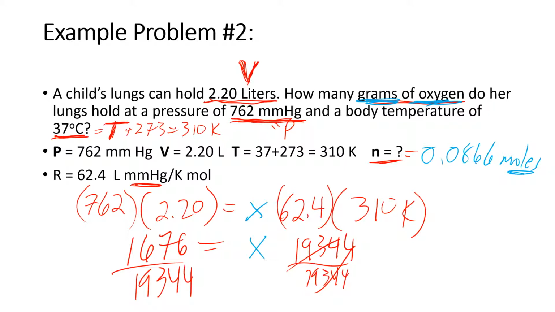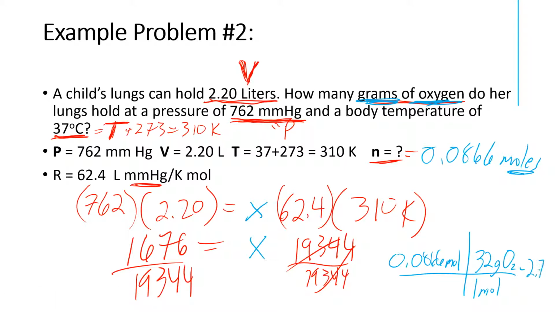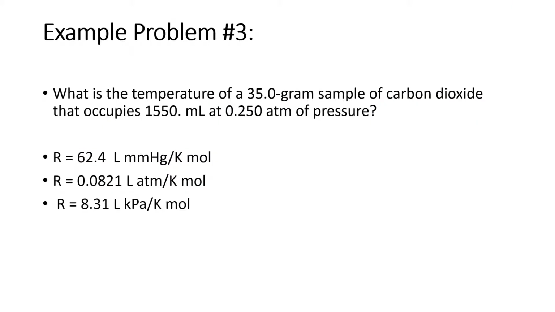So if that's how many moles it is, and we need to convert that to grams, we're going to take that 0.0866 moles, and we're going to turn that into grams by dividing by 1 mole from the periodic table and 32 grams of oxygen. Oxygen being a diatomic, so it's 16 times 2. So that times 32 gives us 2.77 grams of oxygen in fully inflated lungs if they were on fully oxygen. And that's the answer they were looking for. All right. Hopefully that made some sense.